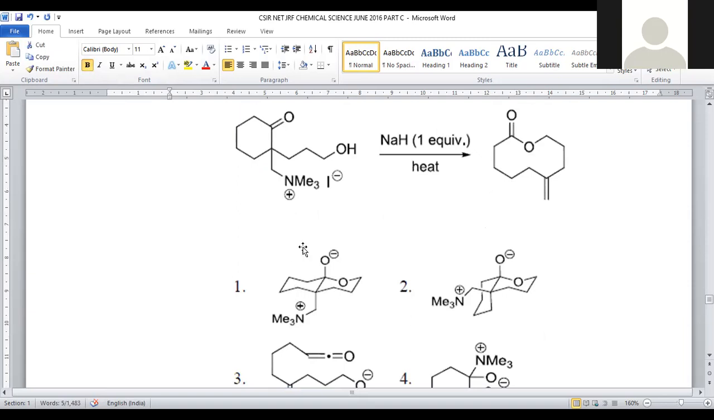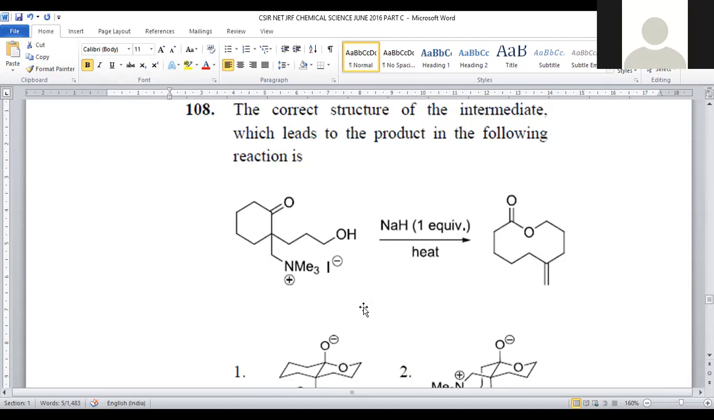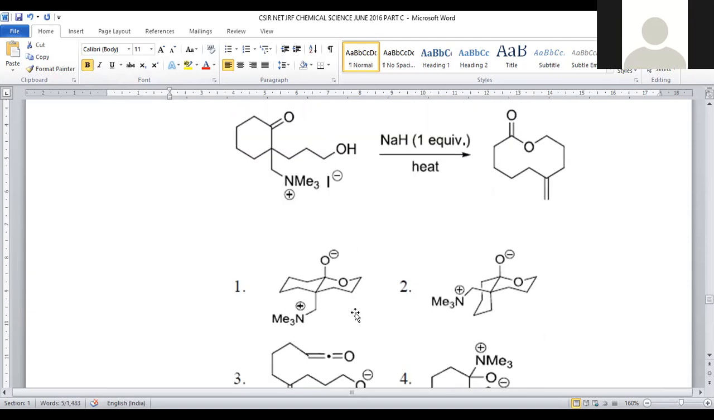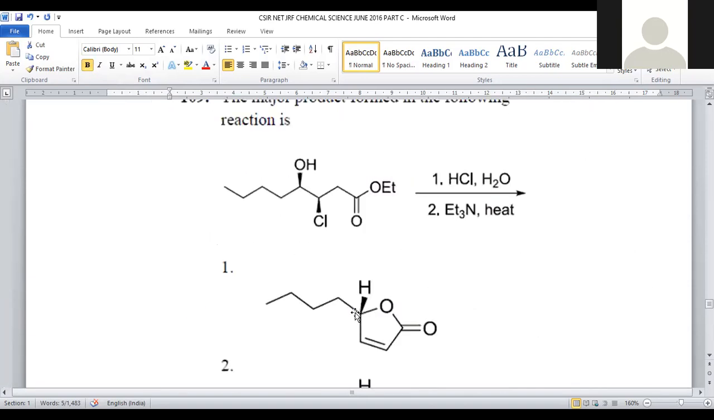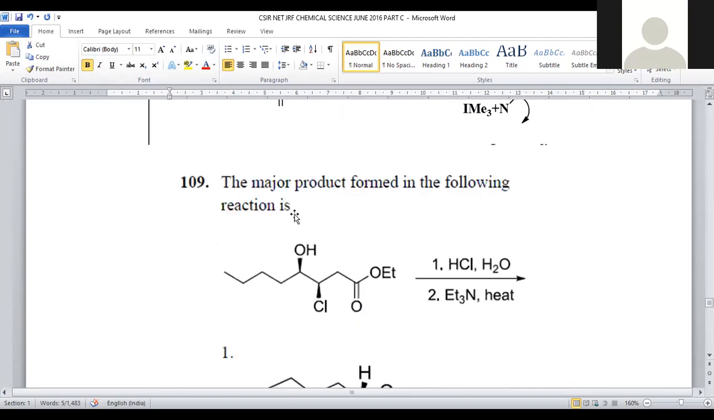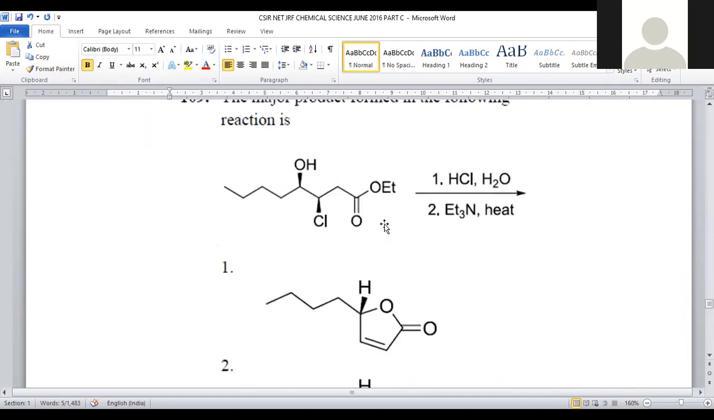So we only have to predict the intermediate, which is possible by observing the mechanism of the reaction. For question number 108, option number 1 will be the correct answer. Let us move on to question number 109. The major product formed in the following reaction: here is the long chain hydrocarbon. We have OH, chloro, ester. So many functional groups are provided.